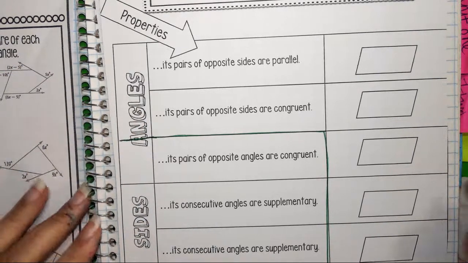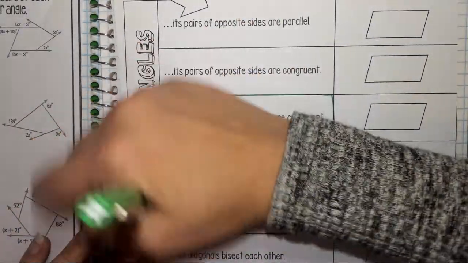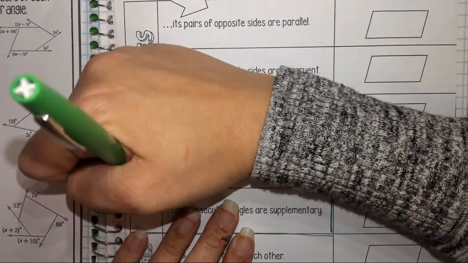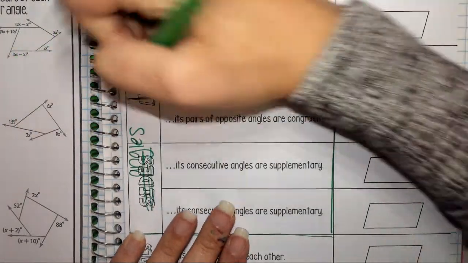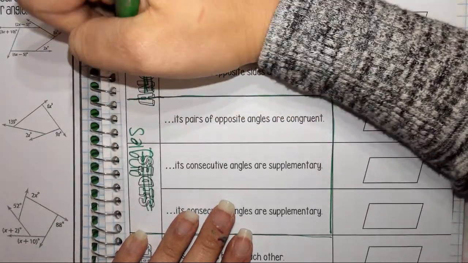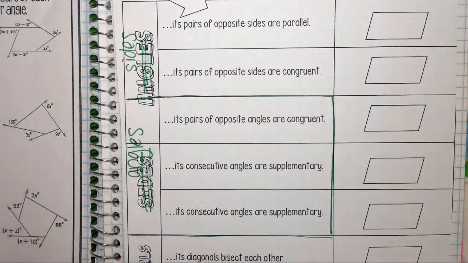Alright, so these 3 should be right here. And this should actually say angles instead of sides. And this should say sides instead of angles. On the 4th. Baby, just keep flipping. Yes. We got them all at the same time.